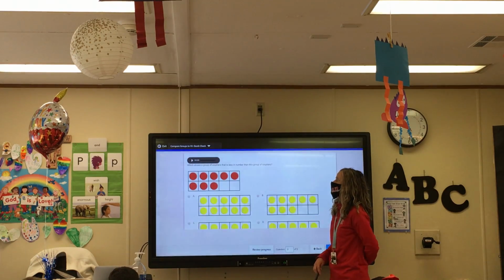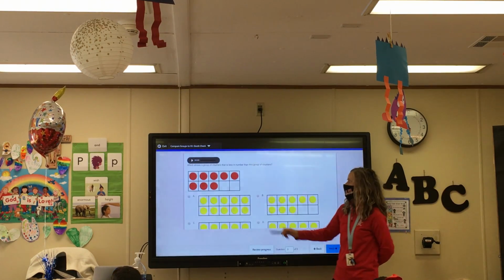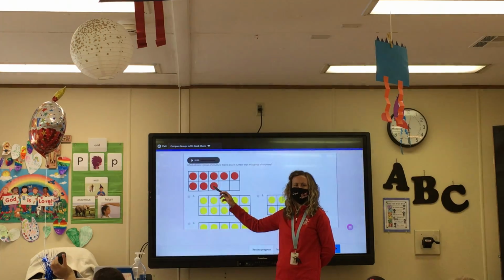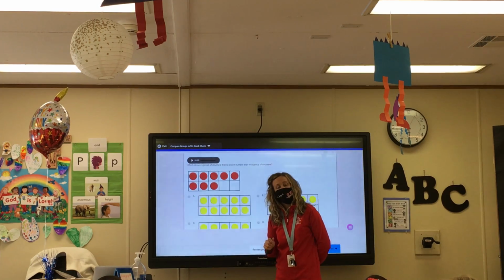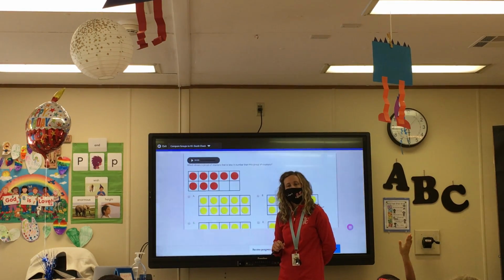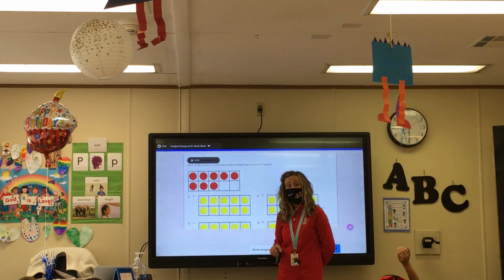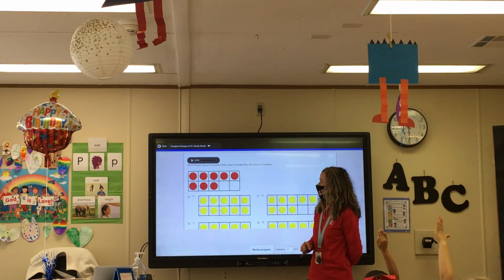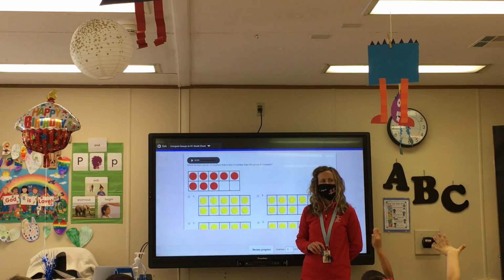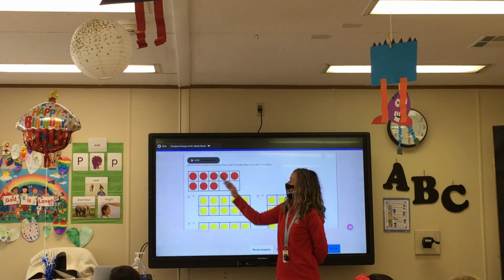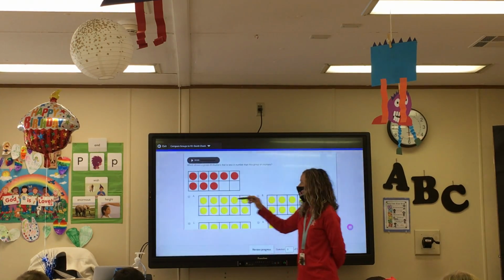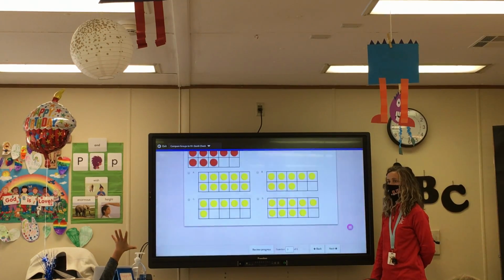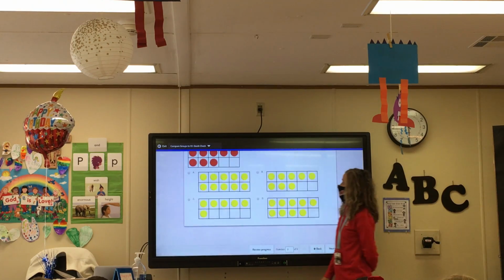Which group of counters is less in number than the group of red counters? So first of all, how many red counters do you see in this 10 frame? Aiden, how many do you see? Put that away, buddy. Three. Everyone put your pencils away. Three? Much more than three. Nine. No, not exactly nine. You're close. Mena? Eight. So remember, five, six, seven, eight. Okay? So which group, A, B, C, or D, is less? C. C, okay.